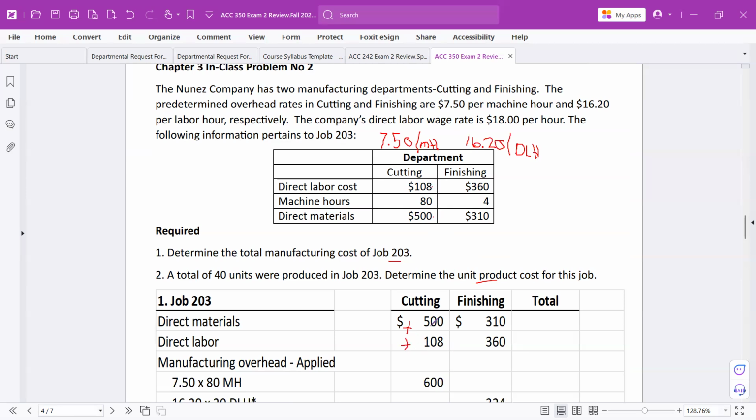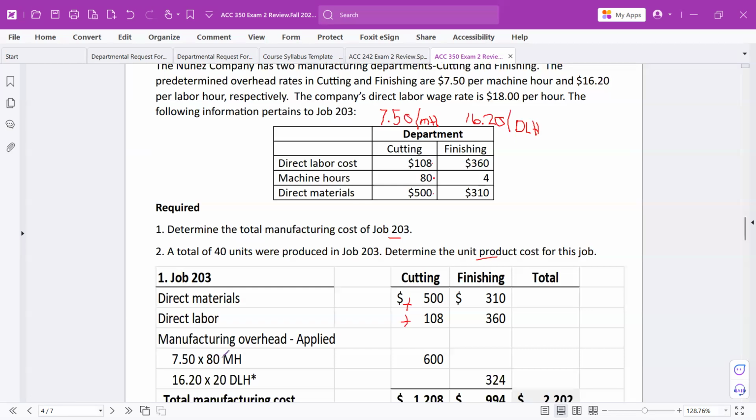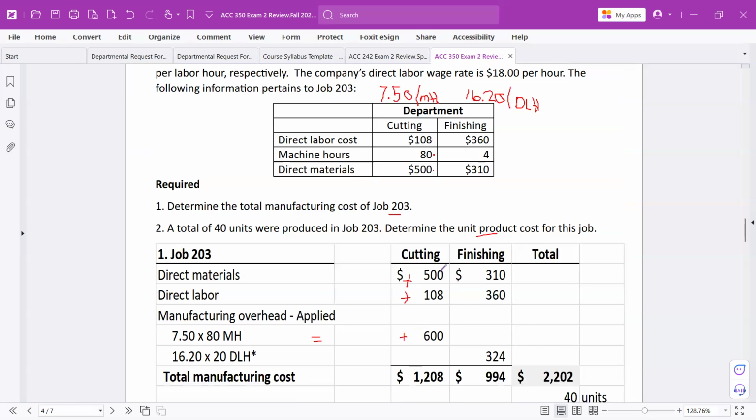And then we want to apply the overhead. How do we apply the overhead? It's $7.50 per machine hour. How many machine hours? We got 80 machine hours. So $7.50 times 80 gives us $600 of applied overhead. So in the cutting department, we have materials that we can trace, labor that we can trace, and overhead that we've applied for a total cost in cutting of 1208. So that's the materials, labor, and overhead in the cutting department.